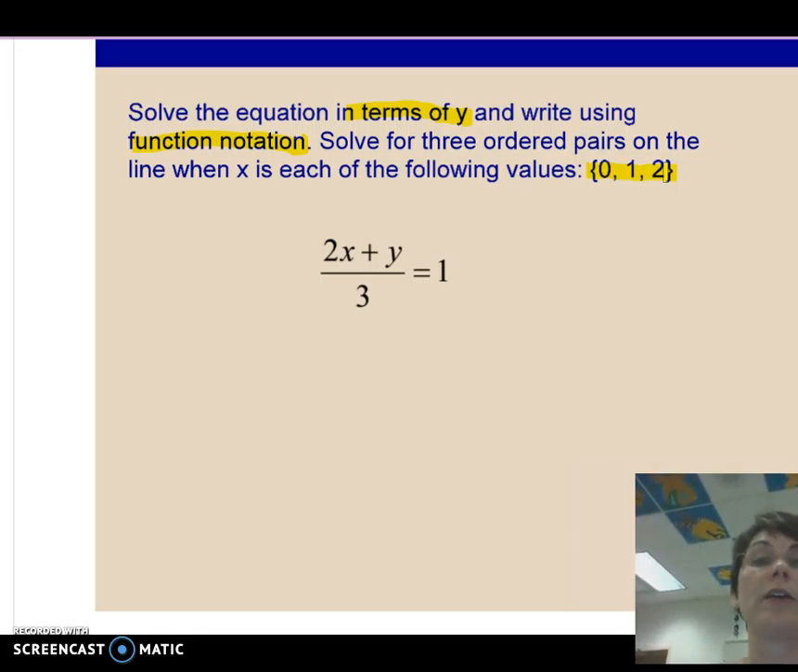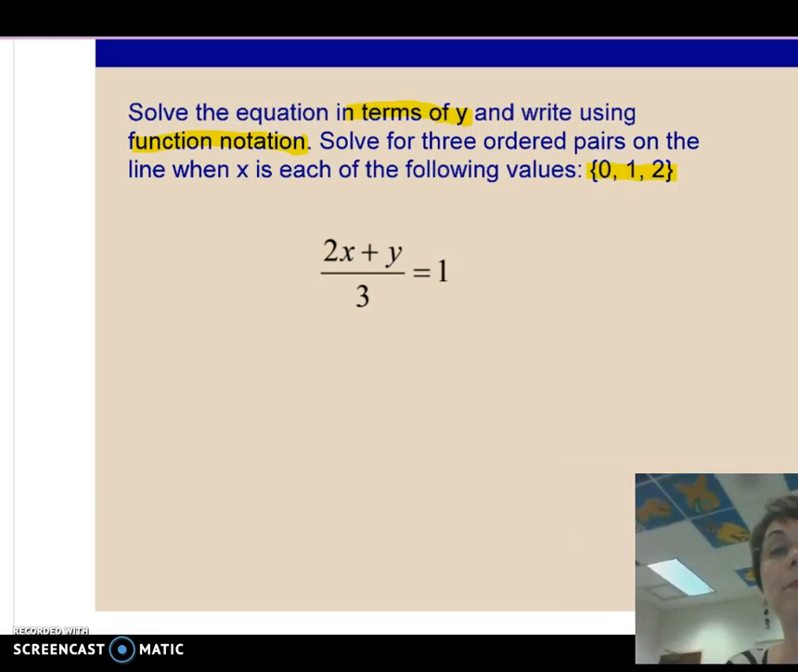So let's get started. First of all, you need to keep in mind that whenever you have an entire side of an equation being divided by a number, the easiest thing to do is to work with the inverse operation to get rid of that number. So what's the inverse operation of division? Multiplication, right? So we're going to multiply the entire side here by 3.